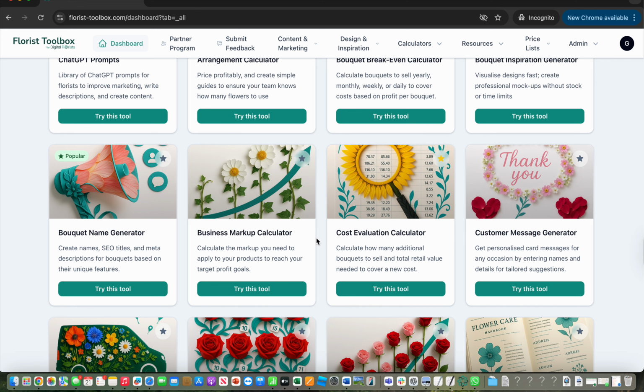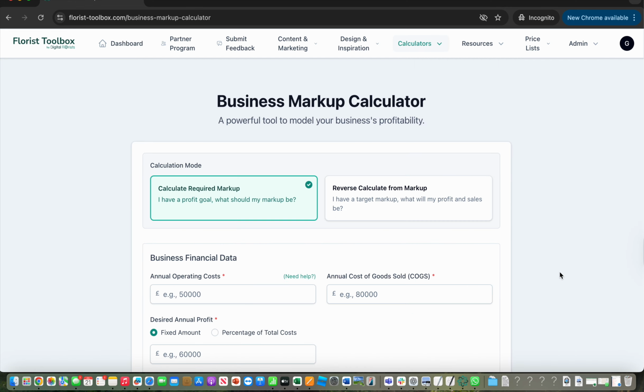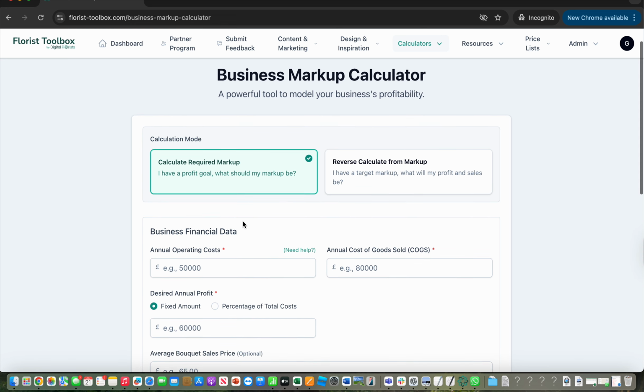Use the business markup calculator. This is a brand new tool and it's a really exciting one, and hopefully it will be really useful in your business planning. Something we get asked a lot is, how much do I need to mark up my flowers by? And the truth is that it really does depend on how much your operating costs are, how much you're paying for things.